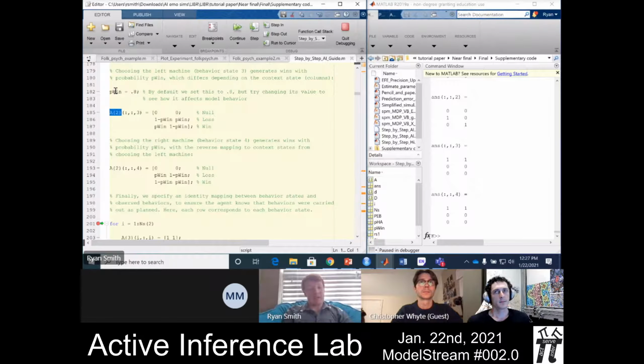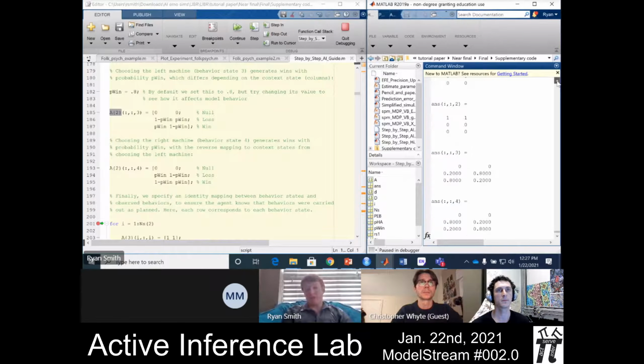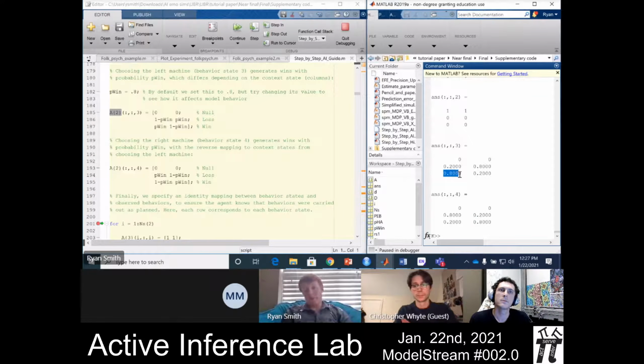But now that I've done this, because I set the probability of winning to 0.8, given that you're in the correct context, then A2 will look like this. So this just says if I'm in the start state, I never observe a win or a loss. If I'm in the hit state, I never observe a win or a loss. If I choose the left option, the left machine, then I will win with 0.8 and lose with 0.2. And the opposite for if I choose the right one, right? I'll lose with 0.8 if I choose the left machine and I'm in the right context. And if I choose the right machine, so state 4 here, then the probability of winning is 0.8. So the 3rd row here is winning, right?